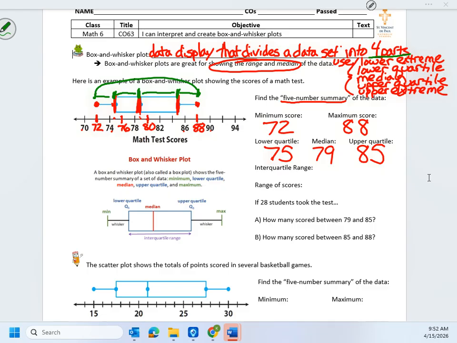The median is the middle of all the data points, all of those math test scores. So the middle score that kid scored on that math test was 79. So that means half of our scores are on that bottom half, and half of the scores are on the top half. Okay, median's the middle, so half the scores are on the bottom, half the scores are on the top. The same number of scores are in each section.